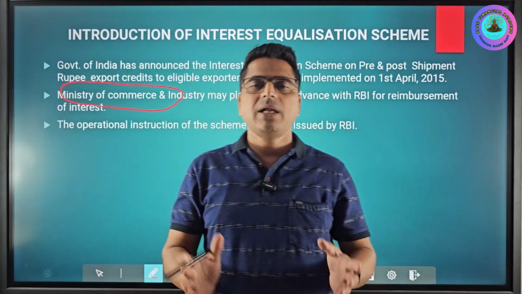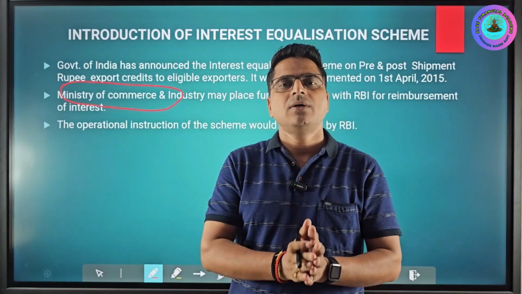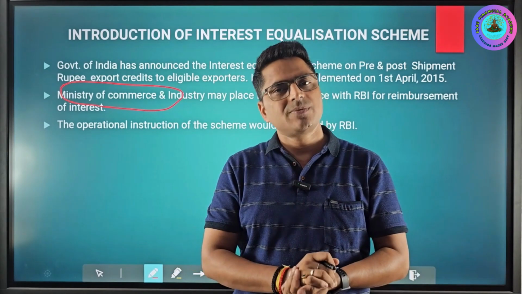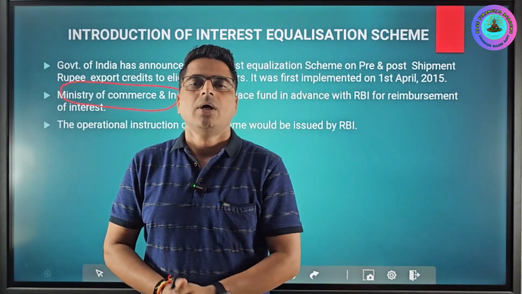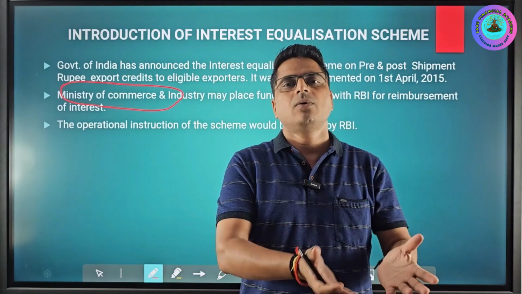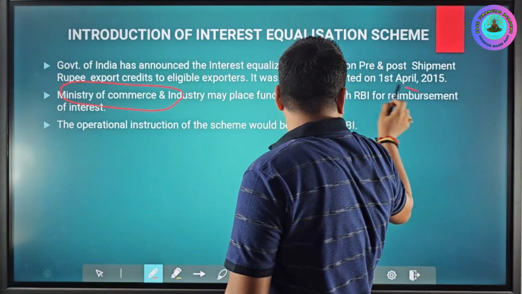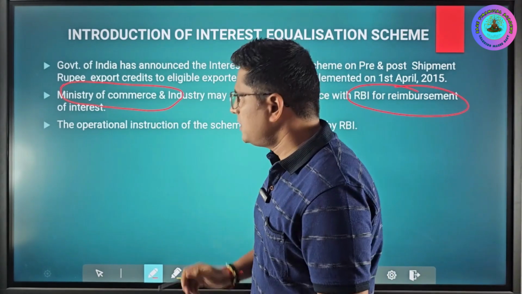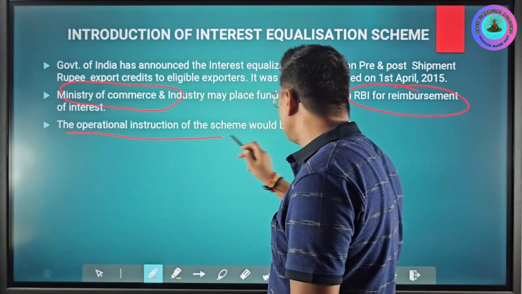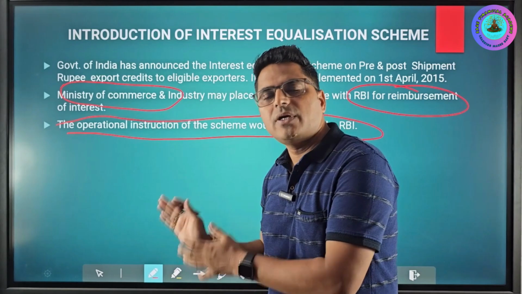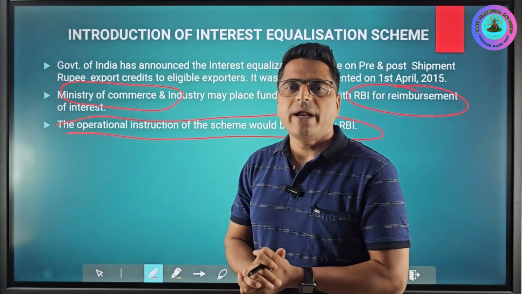So basically RBI is getting funds from the Government of India to pay the banks who are disbursing to their customers, and ultimately the customer will get a refund from their own bank. RBI is the main institution governing the Interest Equalization Scheme. So all the operational instructions related to interest equalization are governed by the Reserve Bank of India.